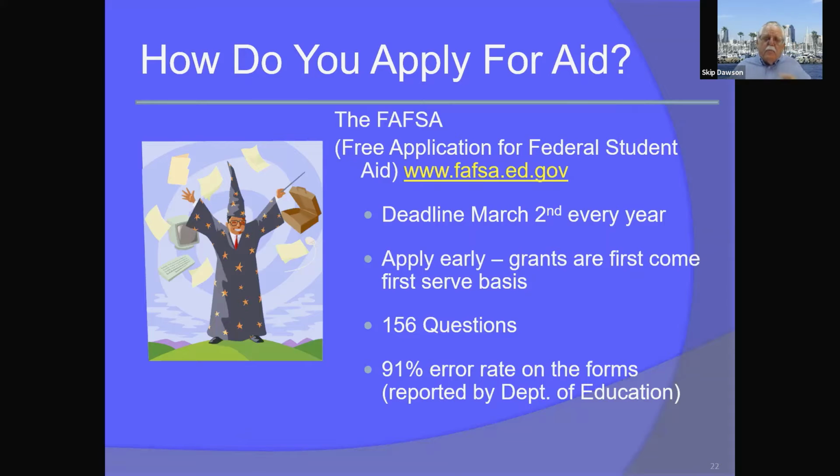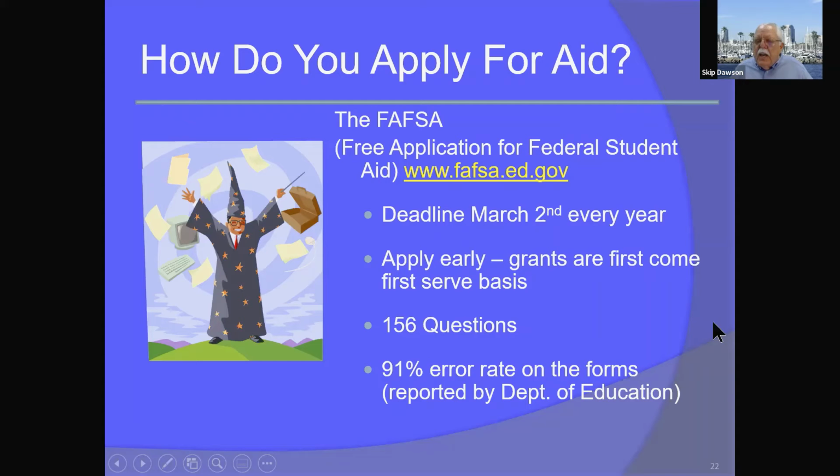So it's also advised to apply early. It opens October 1st. You can't start financial aid until October 1st of your senior year. So you folks that have seniors, in October, financial aid opens up and you can start working on it. Now, the FAFSA form is about 156 questions right now. And look at this.